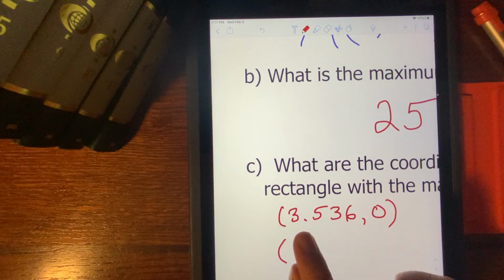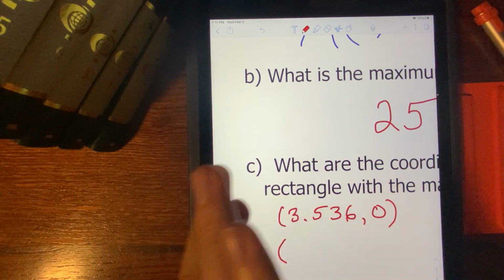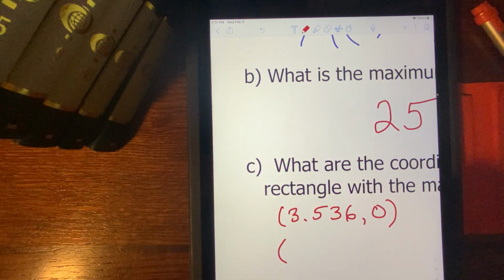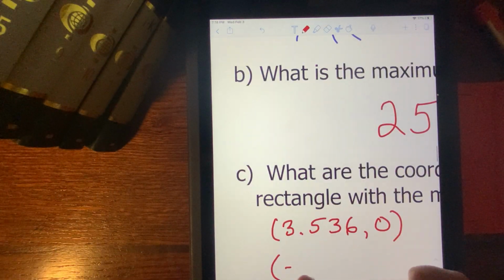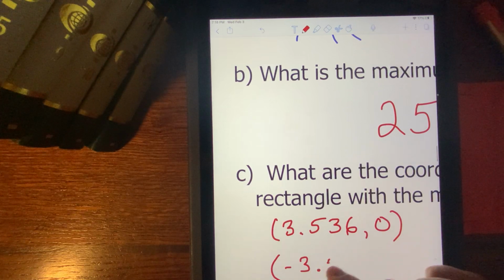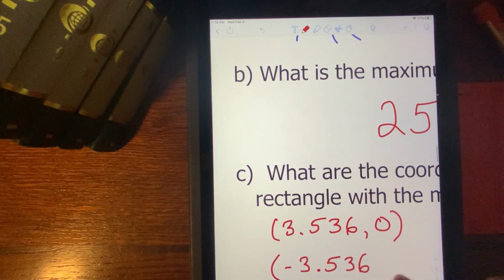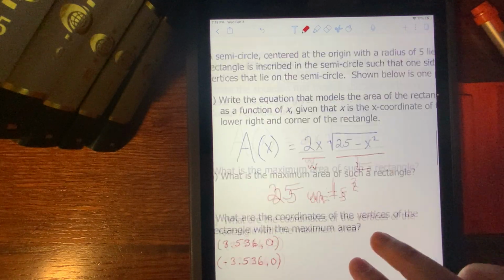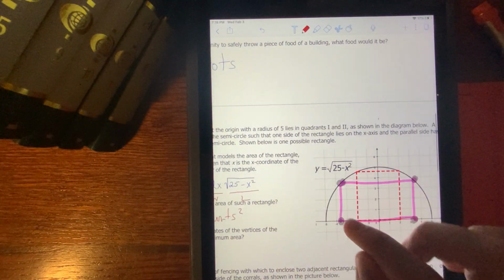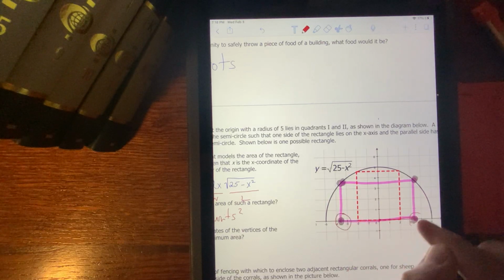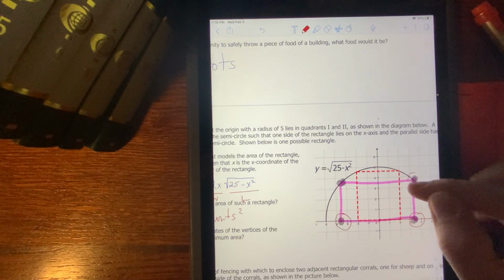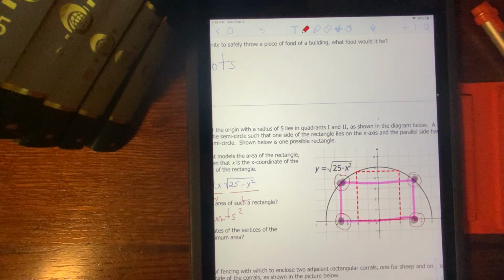Now, remember, if you go 3.536 to the right, you got to go 3.536 to the left. So we're going to have negative, its matching partner here, 3.536, comma, 0. So we just did that one and that one. The two lower ones. Now we need to find the upper right and the upper left.